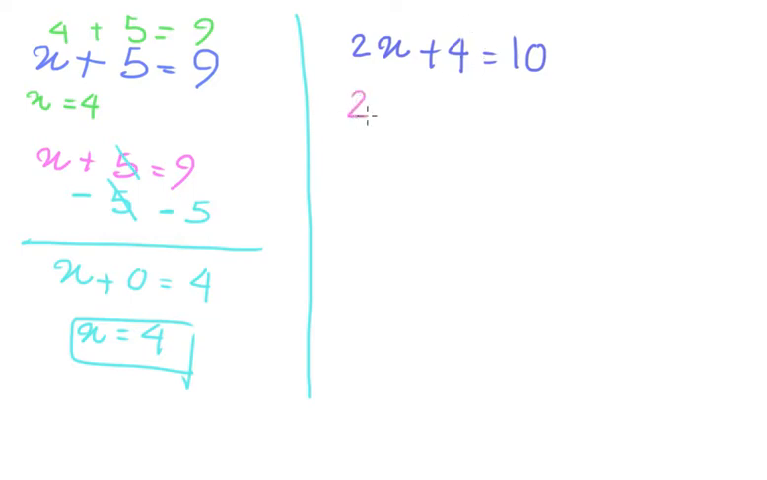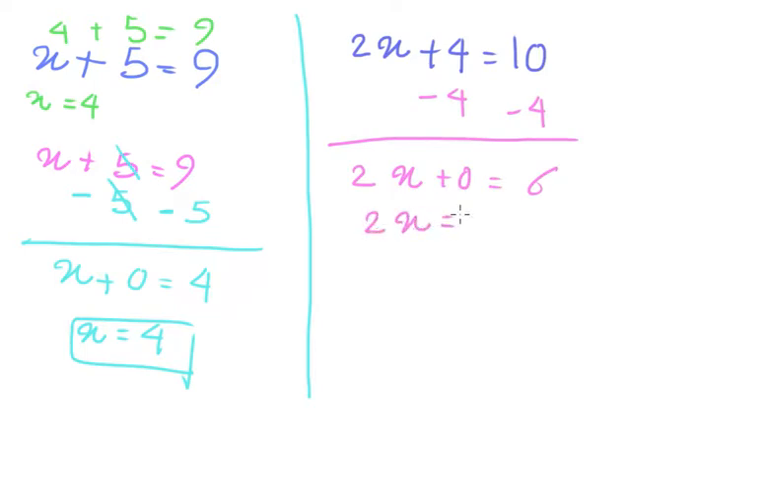In order to do that, I need to take this 4 off, and again, take this 4 off from this side of the equation as well. I don't know why I made it so complicated. Okay, so I will take this 4 off from this side, and then 4 off from this side too. So now I'm getting 2x plus 0 is equal to 6. It's the same as 2x is equal to 6.